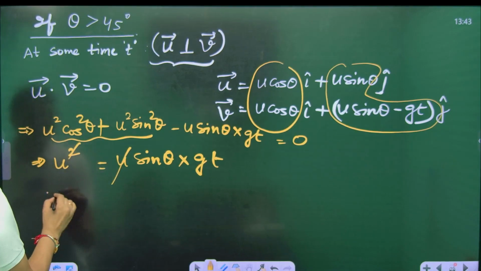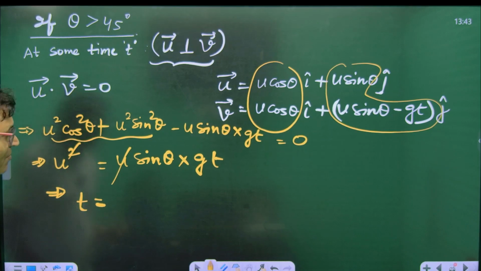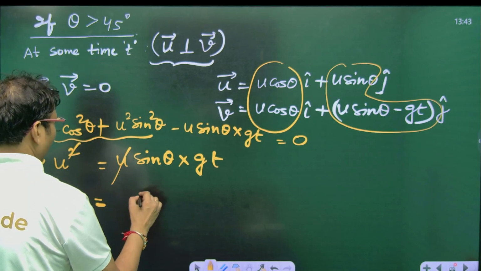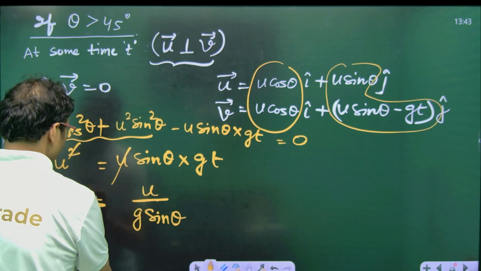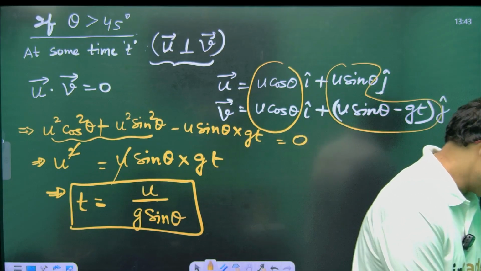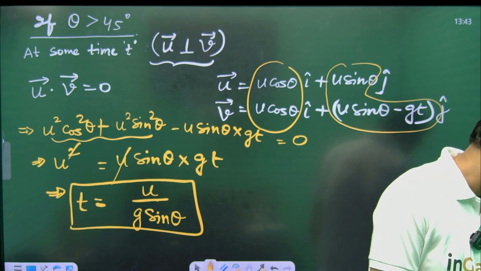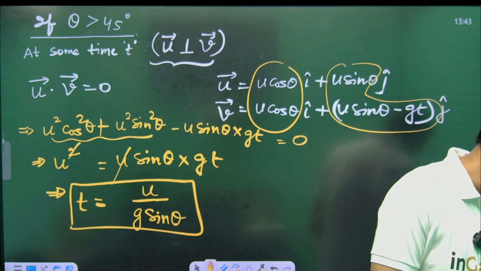One u will get cancelled out with this u. The time where the velocities become perpendicular to each other will be equal to u upon g sin theta. I hope this is clear.